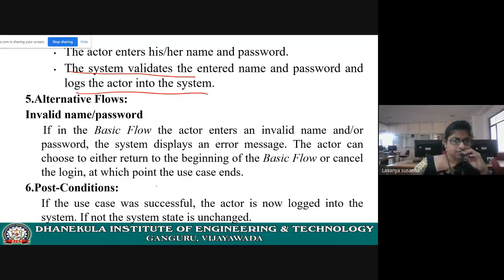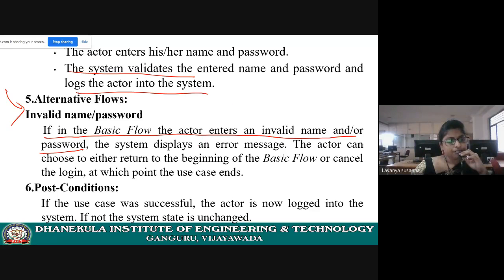If it is not successful, that means alternative flow. In the alternative flow, the actor enters an invalid username or invalid password. What does the system do? See, alternative flow means any deviation from the basic flow. What is the basic flow? You need to enter username, enter password, click login, and you will go to the college administrative system. You will be successfully logged in, right? This is the basic flow.